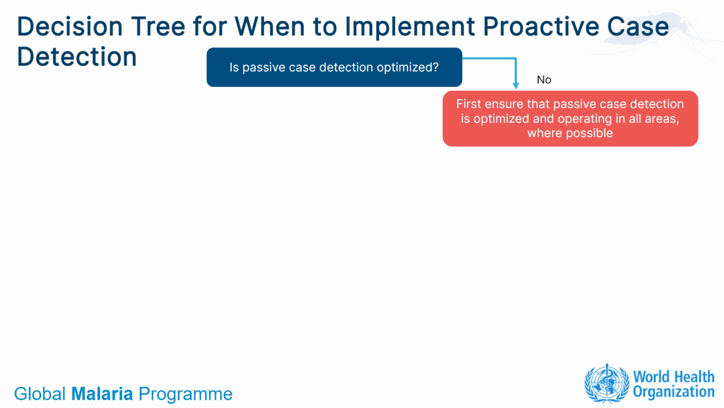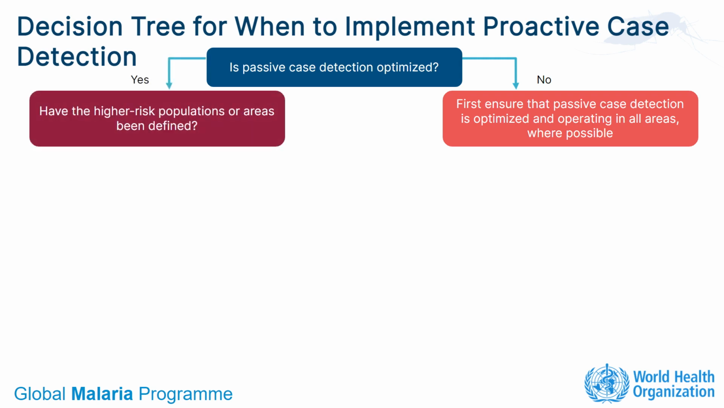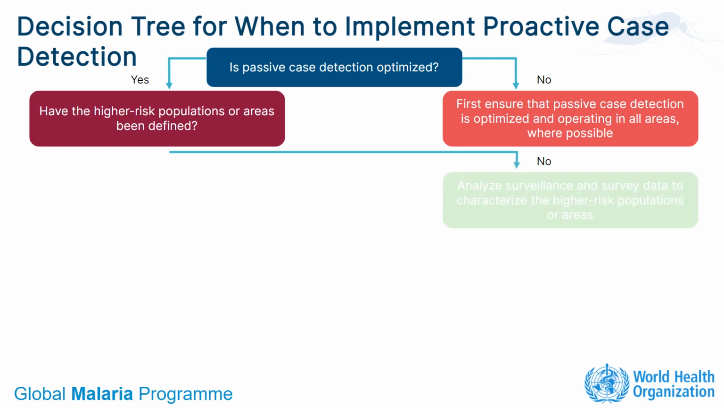Proactive case detection should not be used as a substitute for suboptimal passive case detection. In areas where passive case detection has been optimized, the country should determine whether their higher risk populations or areas have been defined. If not, they should first analyze their data to identify and define higher risk populations and areas.